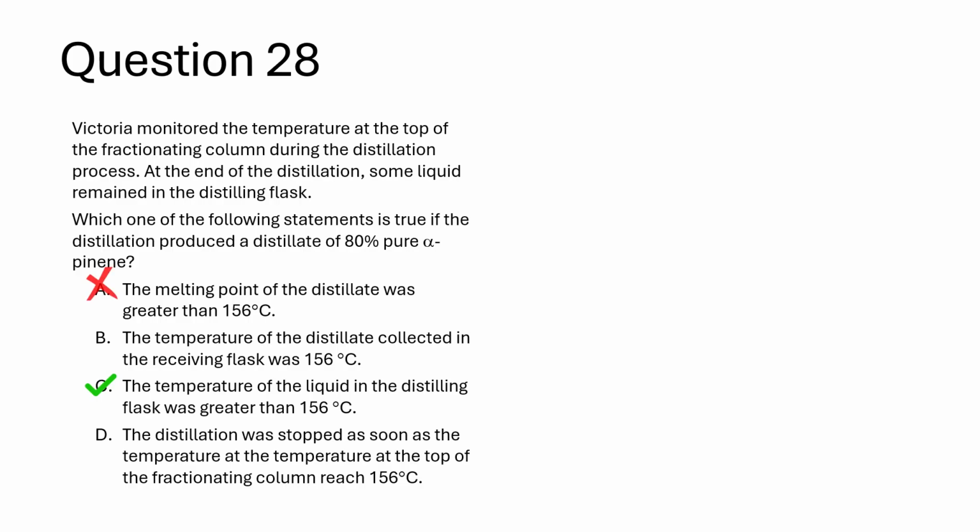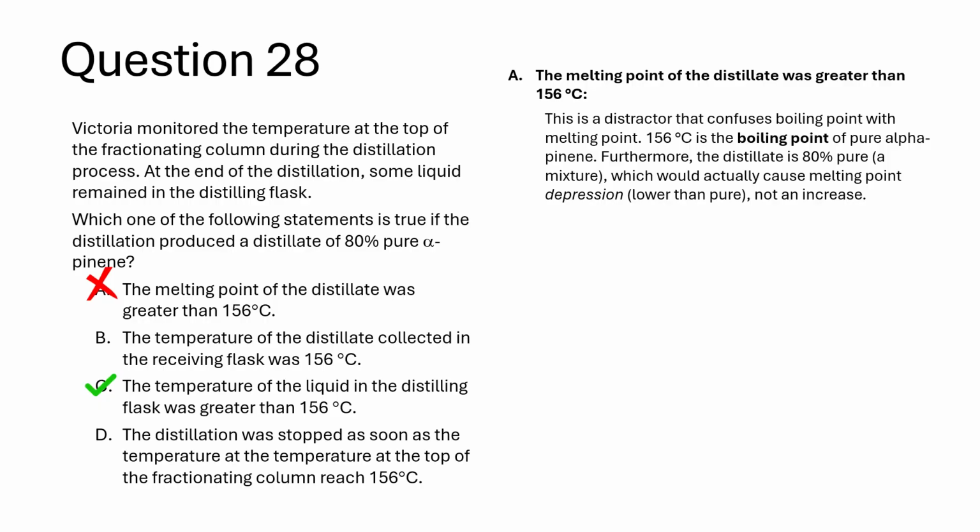Analysis of incorrect options. A. The melting point of the distillate was greater than 156 degrees Celsius. This is a distractor that confuses boiling point with melting point. 156 degrees Celsius is the boiling point of pure alpha-pinene. Furthermore, the distillate is 80% pure, a mixture, which would actually cause melting point depression, lower than pure, not an increase.